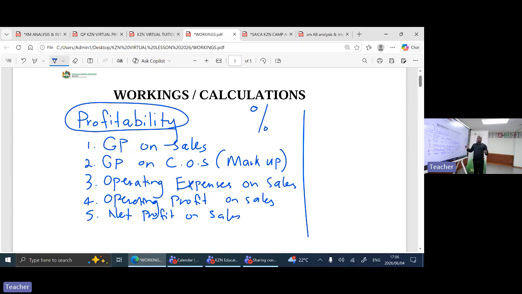So they are all in percentages under profitability. It will tell us what percentage of gross profit we have on our sales, so that we can compare it with our gross profit on sales from the previous year, and we see whether the business has an increasing trend or a decreasing trend when it comes to our profitability indicators.